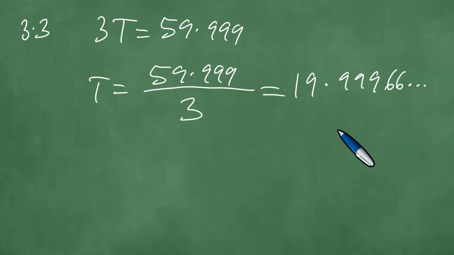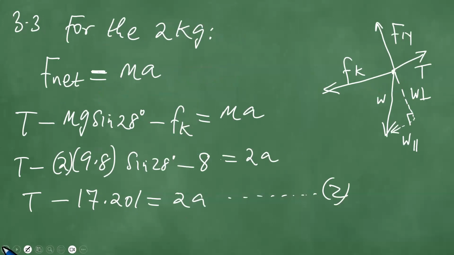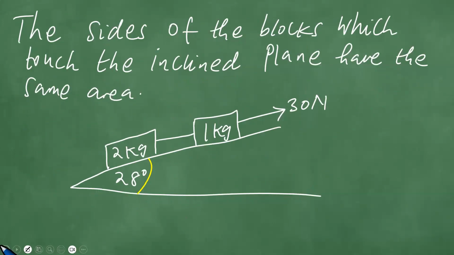And therefore, as a consequence, T is approximately 20 newtons. So we found the tension in the string that connects the two blocks. We can see the two blocks, and they're connected by a string, which is just there between the two blocks, most certainly connecting them.